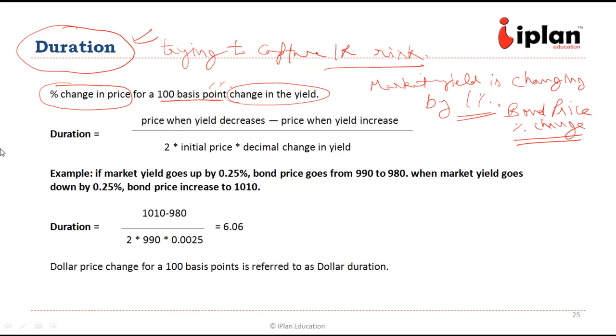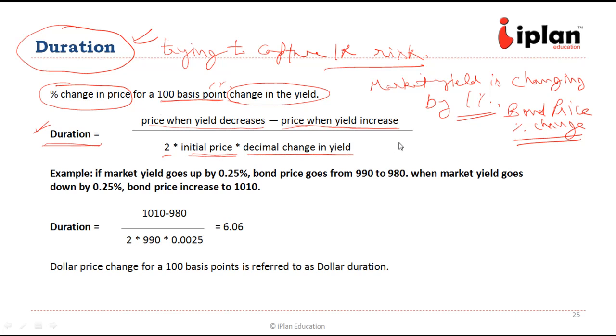So this is the formula. It says price when yield decreases, so the price will be higher, minus price with yield increase. This price will be lower, since yield is increasing, the price will come down, divided by 2 into initial price into decimal change in yield.